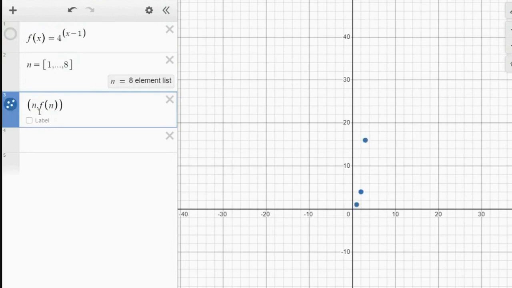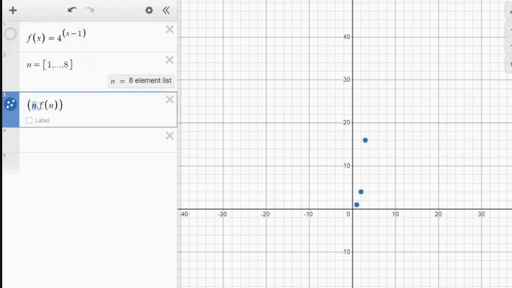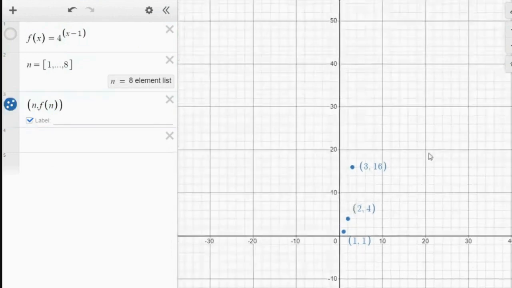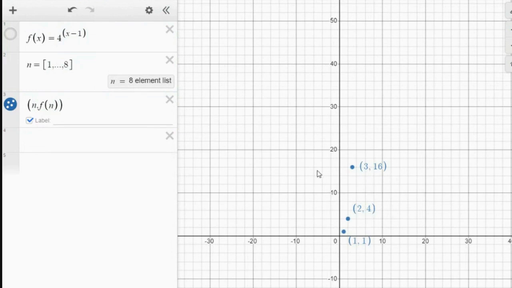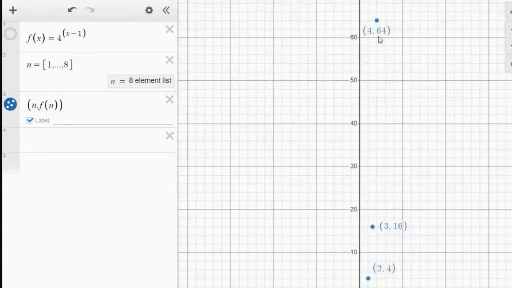You can turn the points on and off too. So you want to turn the points on. Graph the point n, which means first term, and then f of n, whatever the first term calculates to be. N is 2, the second term calculates to be. So it just graphs those points. And you can have it label them for you. Just click that little label button, and there's your points. First term is 1, second term is 4, third term is 16, 64. So Desmos very nicely can graph arithmetic and geometric sequences for us.